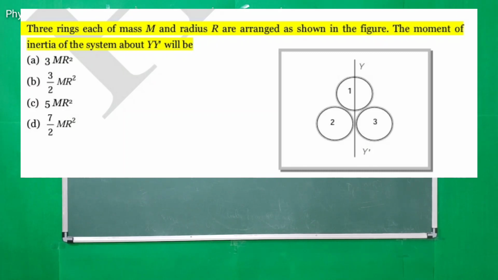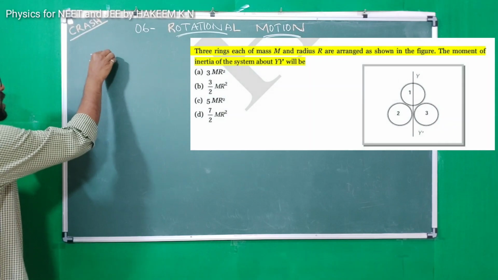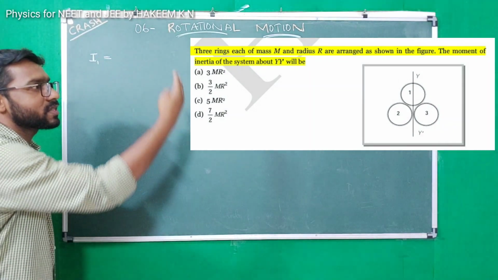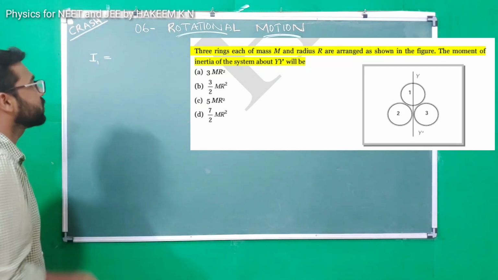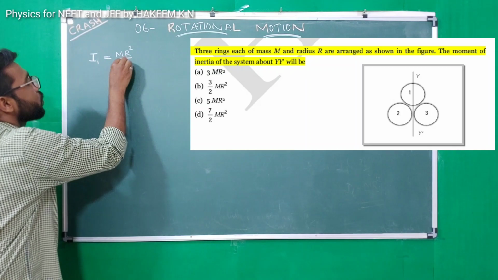Options are 3 mr square, 3 by 2 mr square, 5 mr square, 7 by 2 mr square. Just to try to find it. For the first ring, the axis passes through its diameter, right? So the moment of inertia is mr square by 2.